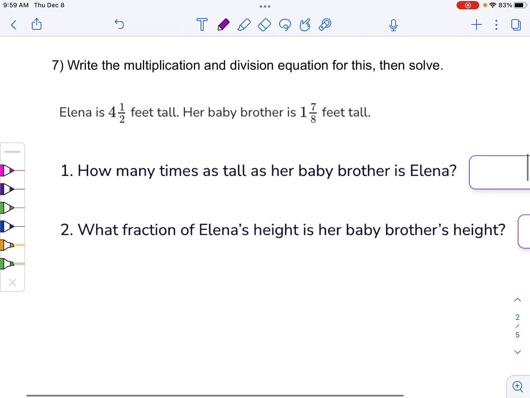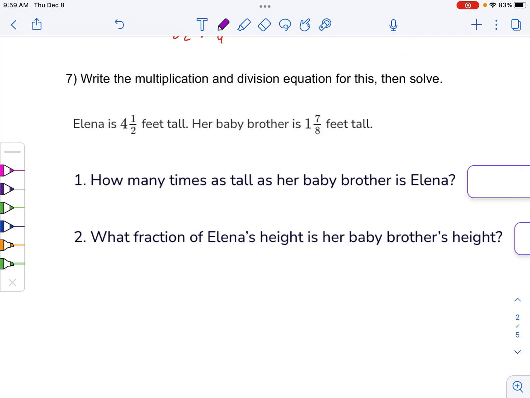Nicely done. All right, next problem. Number 7. Time for a snack. Go get a snack. I'm going to go get a snack. No, I'm not going to get a snack. I'm just going to keep working.